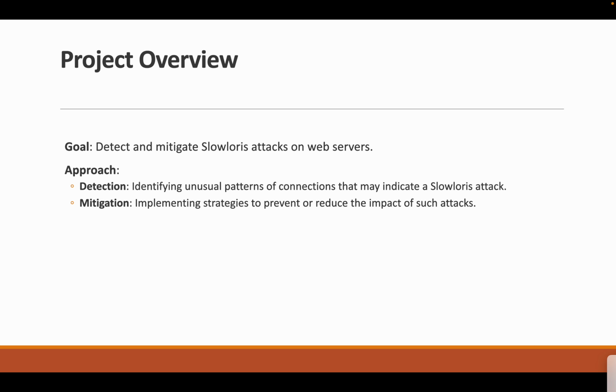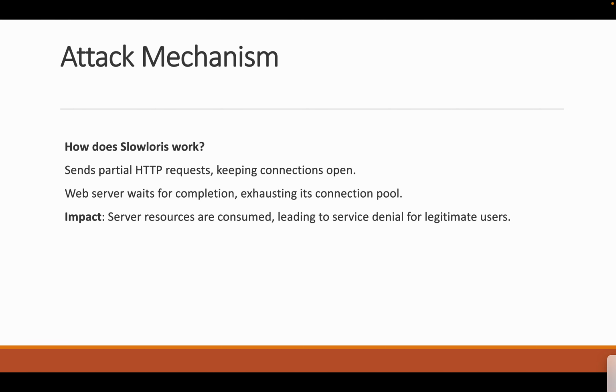In this project, the main goal was to detect and mitigate Slowloris attacks on web servers. First, detection: looking for signs of unusual connection patterns or suspicious behavior. And second, mitigation: implementing techniques that reduce the risk and impact of these attacks. This included both configuration tricks and the use of tools and proxies.